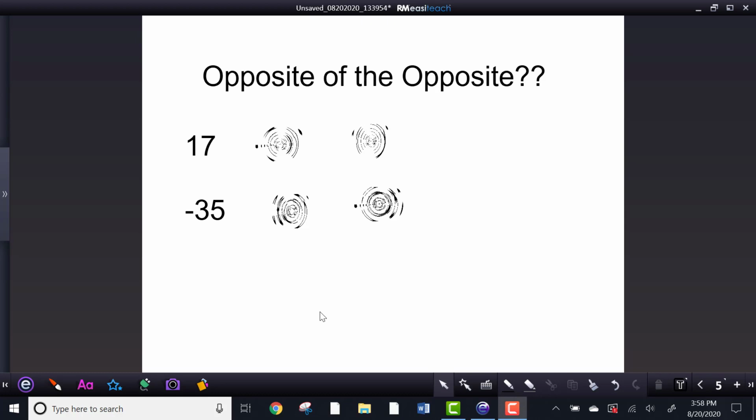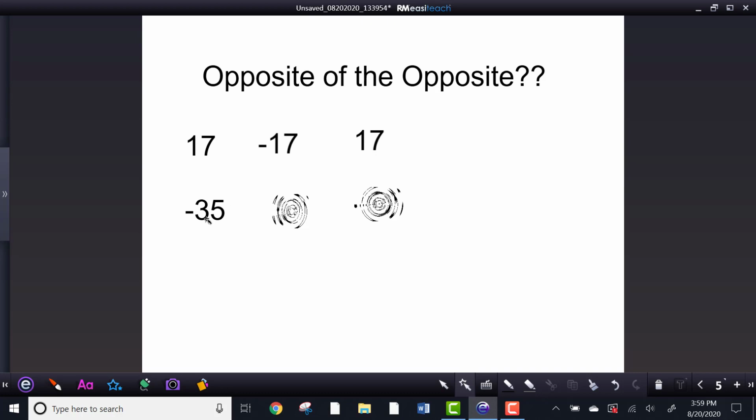Now we're going to take a look at something that may be a little tricky, and that's finding the opposite of a number. So we just figured out how to find the opposite of a number. Now we've got to find the opposite of the opposite. So let's say our original number is 17. So the opposite of 17 is -17. And then the opposite of -17 would be +17. So you can see whenever you're trying to find the opposite of the opposite, it always goes back to that original number.